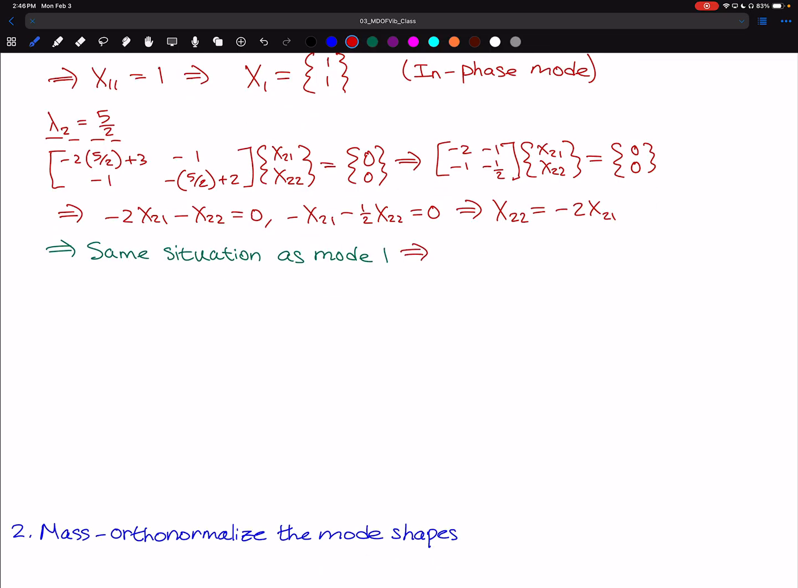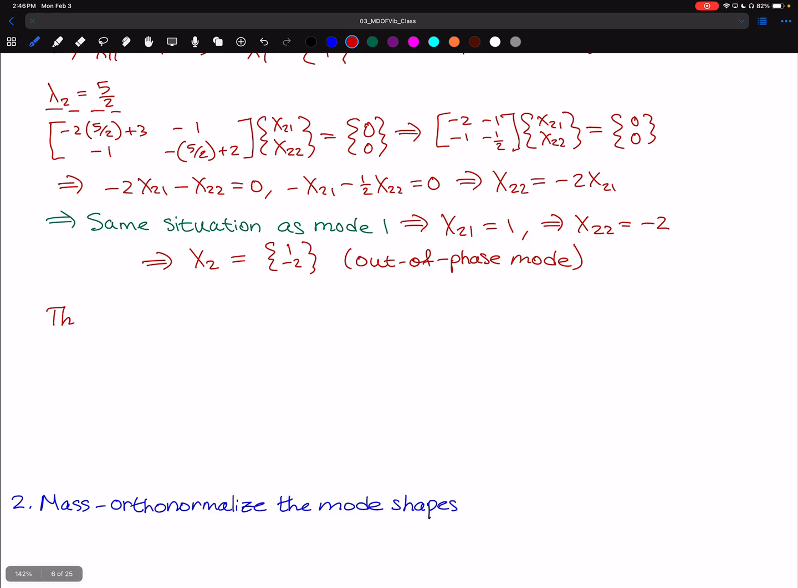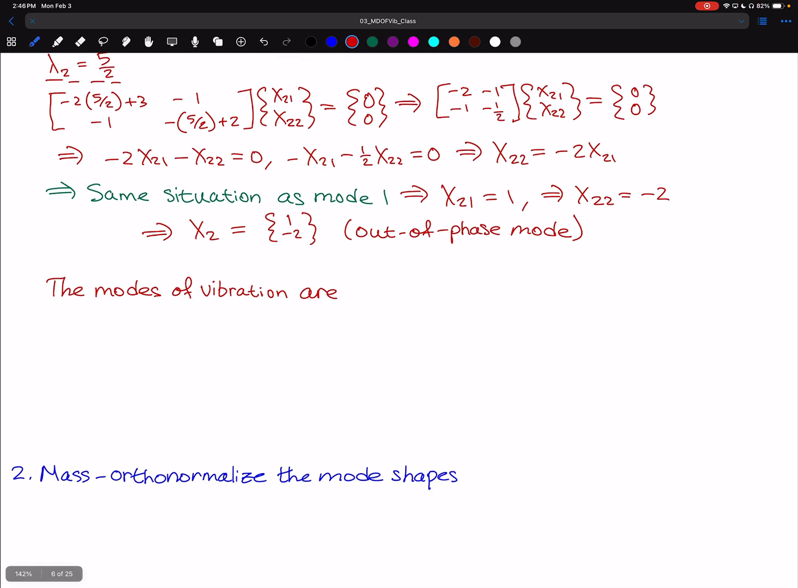So here we can say that x21 is equal to 1, and then we'll get that x22 is equal to minus 2, and that's our mode shape, big X2 equal to 1, minus 2. And this is known as the out of phase mode, because the two masses move in opposite directions of each other, or out of phase of each other. And we'll see here the modes of vibration.